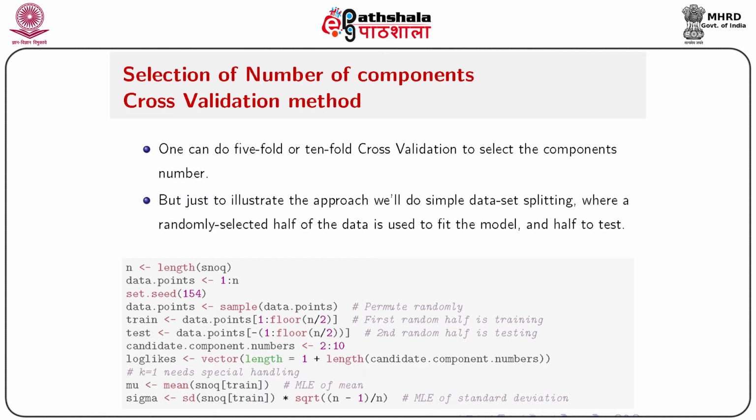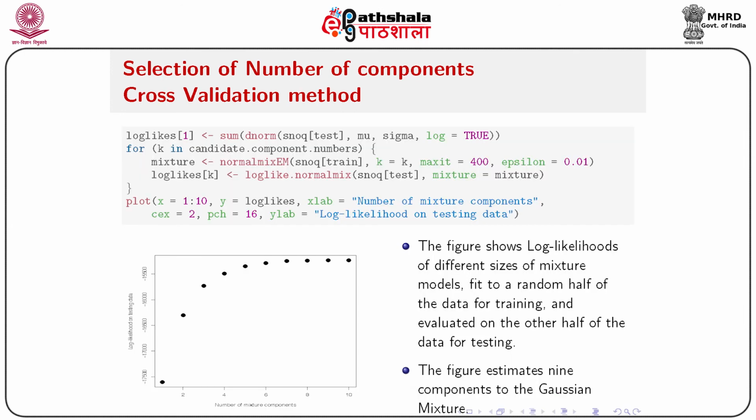Now one can do 5-fold or 10-fold cross validation to select the number of components, but as an illustration, we will do a simple data set splitting, where a randomly selected half of the data is used to fit the model and the other half is used for testing. So now the data has been split, and this is the code. Just go through the code one by one, and that will give you a clear idea of what I did. Finally you will see this plot. The figure shows the log likelihood of different sizes of mixture models fit to a random half of the data for training and evaluated on the other half of the data for testing.